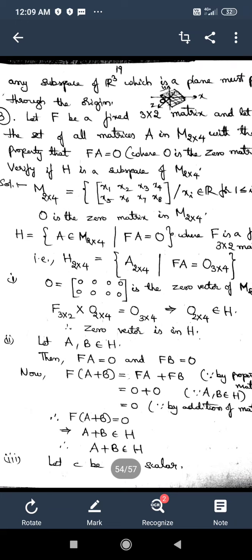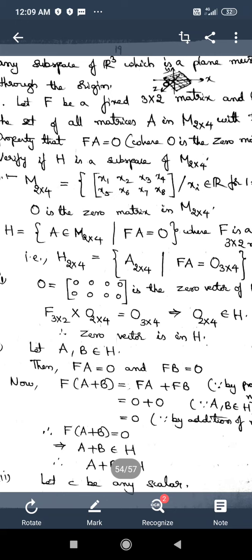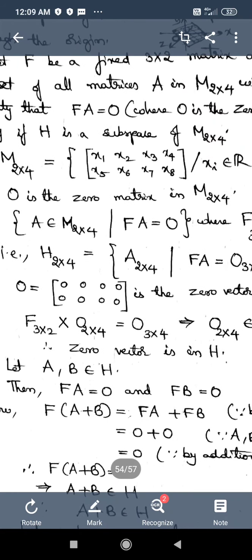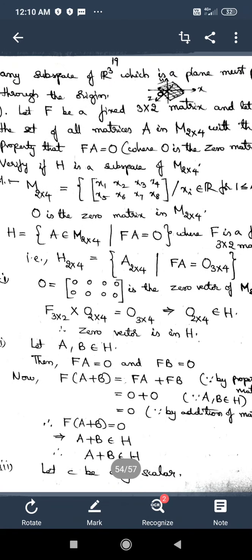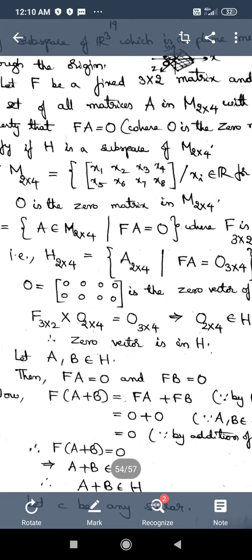Now move on to the second condition. To see whether the second condition of subspace is satisfied in the set H, we need two matrices, which I have taken as A, B, both in the set H. As A belongs to H, FA should be O, and as B belongs to H, FB should be O, by the definition of the set H. As they are elements of H, they should satisfy the condition FA is equal to O, and for B also the condition should be satisfied, and that is how we get FB is equal to O.